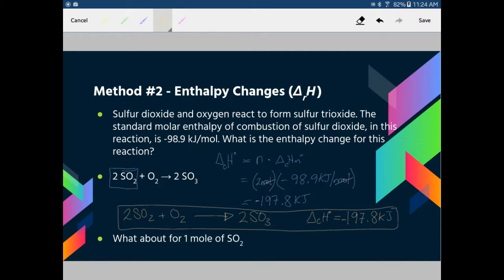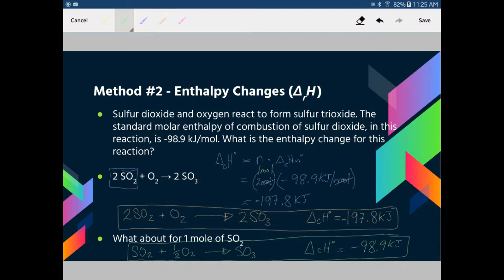Now, if I was to look at this value for 1 mole of SO2, let's take a look at how that reaction would look. We would see 1 mole of SO2 plus half a mole of oxygen gives us 1 mole of SO3. Because I am looking at per mole, instead of multiplying this value by 2 moles, I'm going to multiply it by 1 mole. In this case, my value for this reaction is actually just negative 98.9 kilojoules. And again, it's not kilojoules per mole, because I've multiplied it by 1 mole.